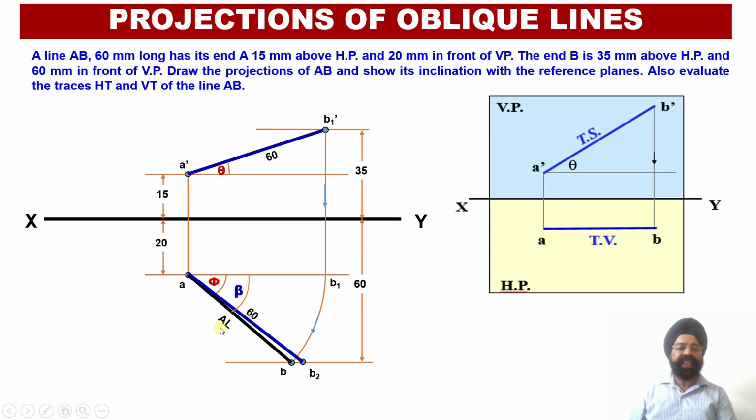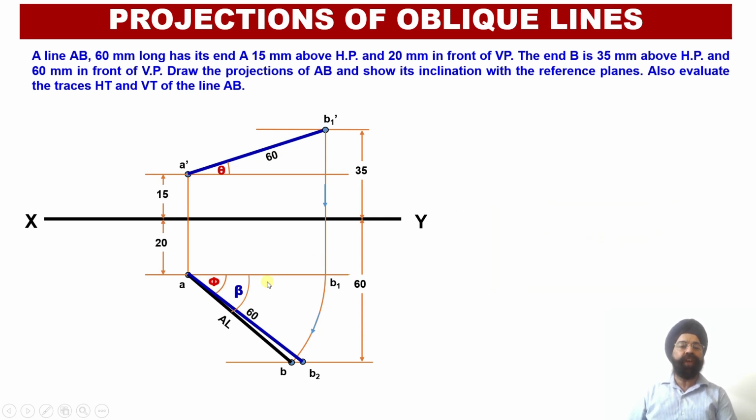Now having obtained this apparent length, I can obtain the angle of inclination of this apparent length in plan with respect to the vertical plane. So this is the angle of inclination of the apparent length in plan, that is AB, with respect to the vertical plane. And another thing we need to observe, apparent angle beta will be greater than the true angle phi over here. So the true length is greater than the apparent length and the apparent angle will be greater than the true angle of inclination.